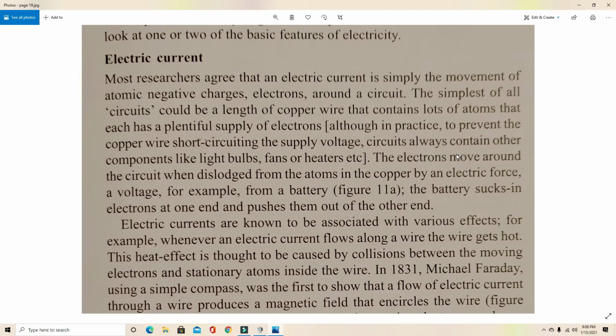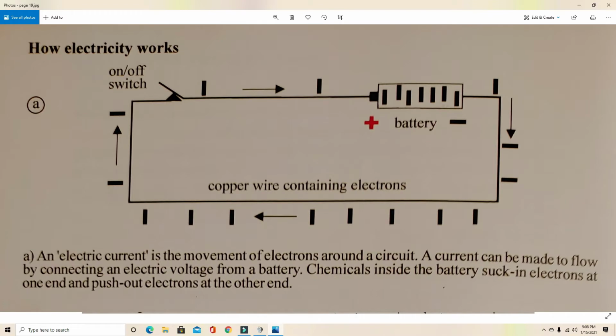The electrons move around the circuit when dislodged from the atoms in the copper by an electric force, a voltage, for example, from a battery. The battery sucks in electrons at one end and pushes them out at the other end. Electric currents are known to be associated with various effects. For example, whenever an electric current flows through a wire, the wire gets hot.